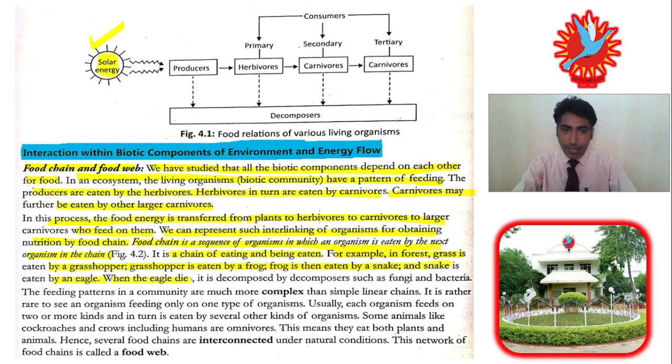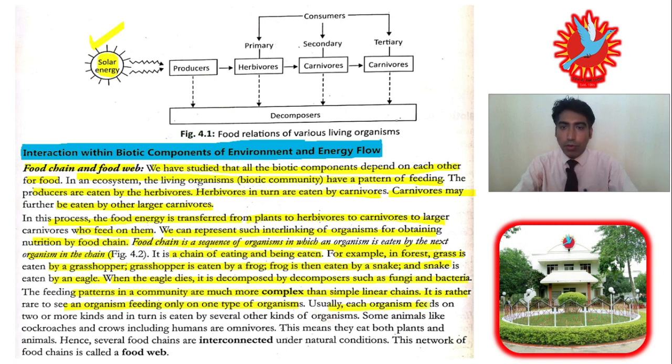When an eagle dies, it is decomposed by decomposers such as fungi and bacteria. The feeding patterns in a community are much more complex than simple linear chains. It is rather rare to see organisms feeding on only one type of organism. If you take our example, we are omnivores, so we can eat plants as well as various kinds of non-vegetarian products.